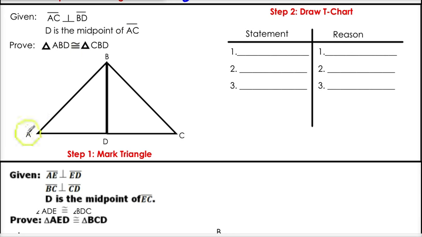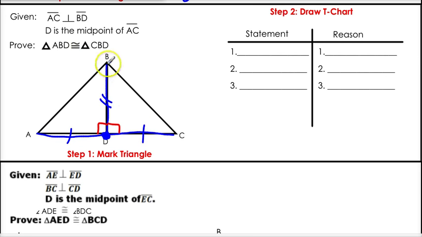The first thing we know is that AC, which is right here, is perpendicular to BD, which is right here. Since they're perpendicular, I can mark these two angles. The second thing I know is that D is the midpoint of AC. And remember, if something's the midpoint, then I know that AD is congruent to CD, because D is right in the middle. I know that these parts are congruent. And then finally, we're going to mark right here.